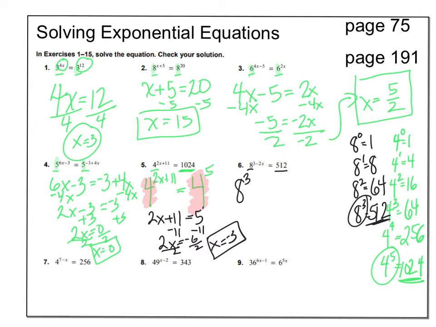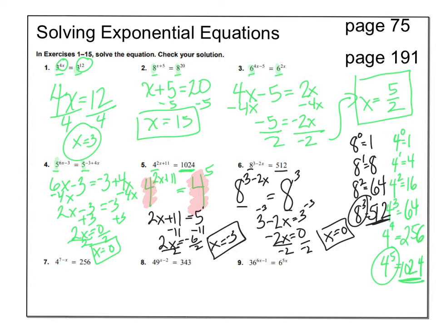So 8 to the 3 minus 2x is going to equal 8 to the third power. My bases are the same, so I can set my exponents equal to each other. I'm going to subtract 3. Negative 2x equals 0. Divide by negative 2. X equals 0.